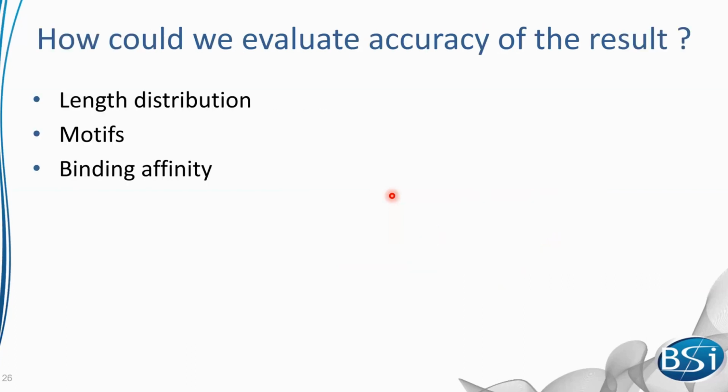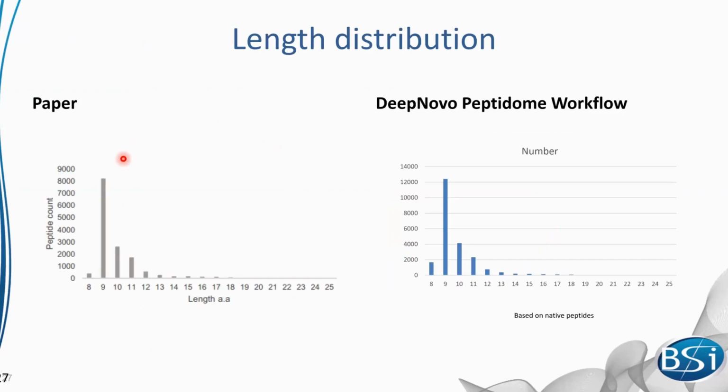Next, we will check three attributes of our results: the length distributions, the motifs, and the binding affinities. So this is the length distribution. On the left is the one reported in the paper, and on the right is our result. The length distribution is similar. It's okay.